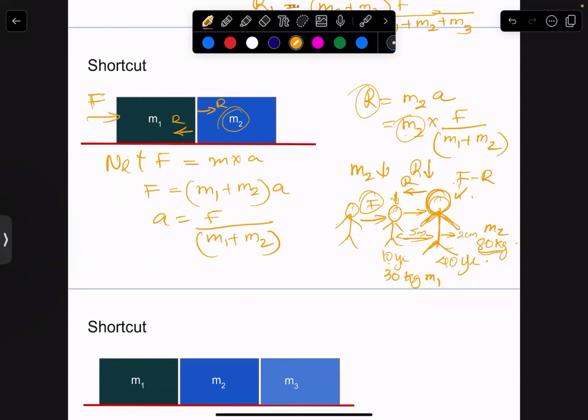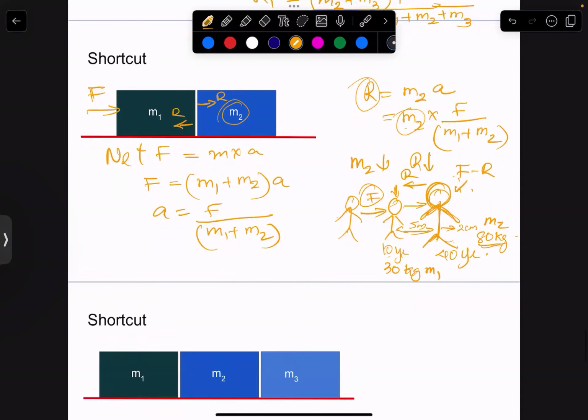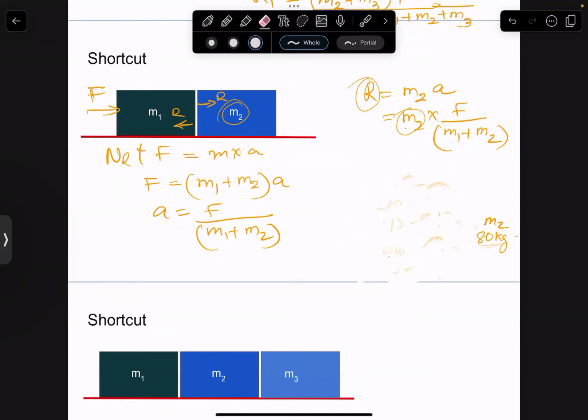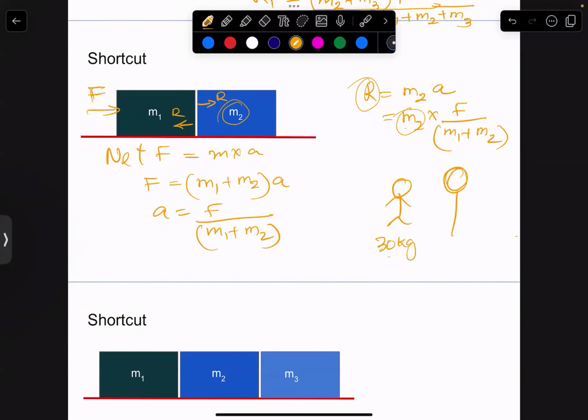So F minus R is what is acting on the second person, this 40-year-old man. So I'll write it once again neatly. So you can see that there is this child of 30 kg and there is this man of 40 kg, sorry, 80 kg. So this is M2 and this is M1.